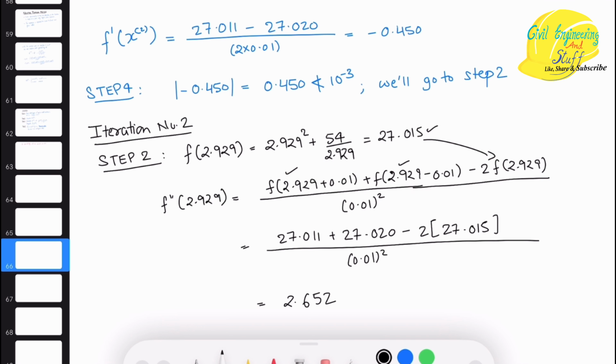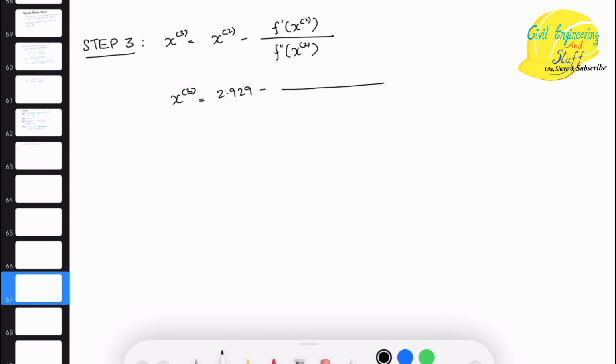Your f dash x2 is, what is the point? Minus 0.450 and f double dash is 2.652. Just put the values. We will put minus 0.450 divided by 2.652. Okay, be careful about the sign. So on solving you will see 3.099 is the new point, right?